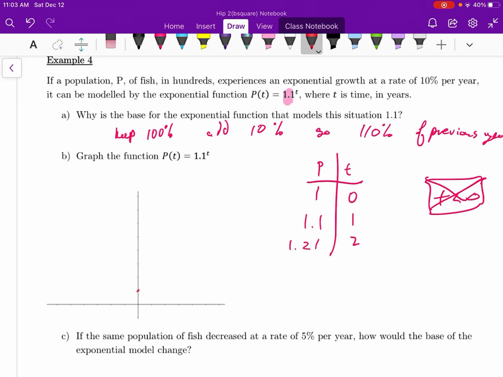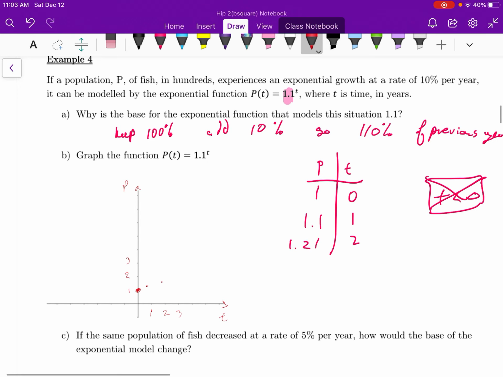Regardless, what really matters is that we have a very slow growth here. At time 0, P is 1. After time 1 it's 1.1. After time 2 it's 1.12. So this will be an exponential function that is going to go very, very slowly up. But don't worry, it's still an exponential function.